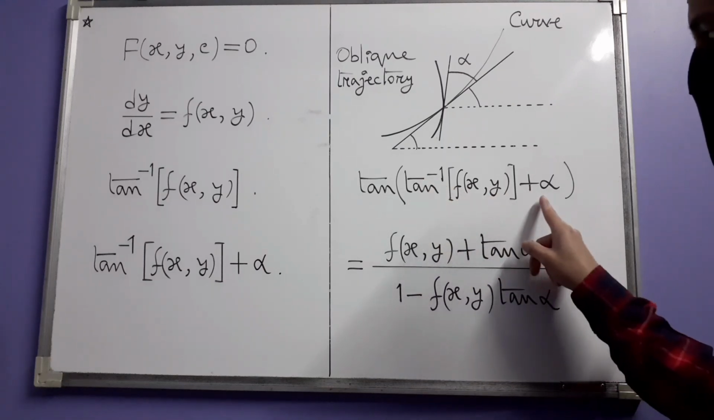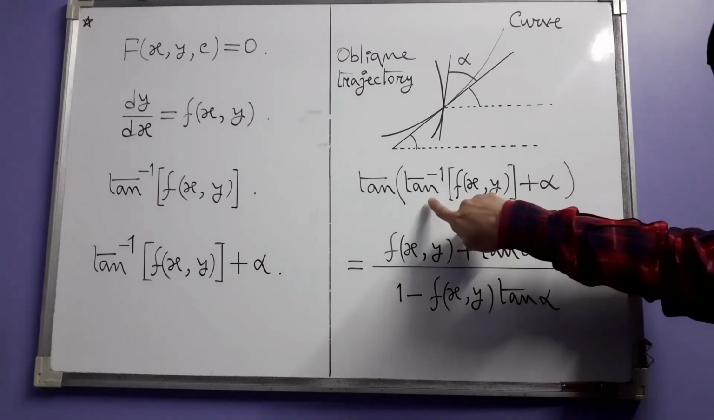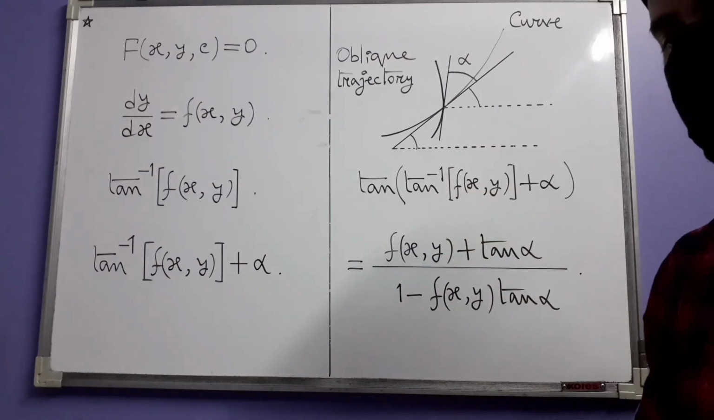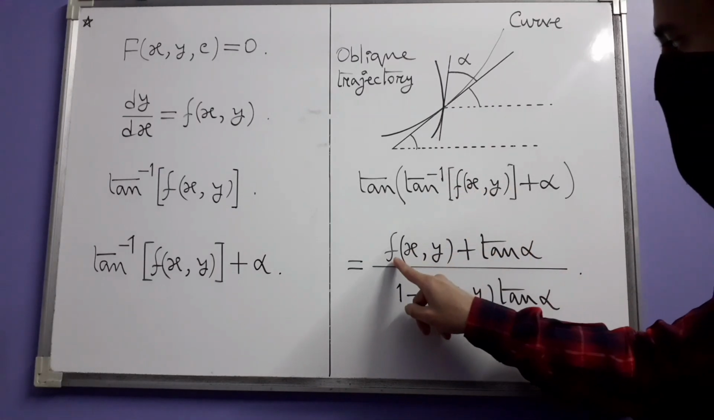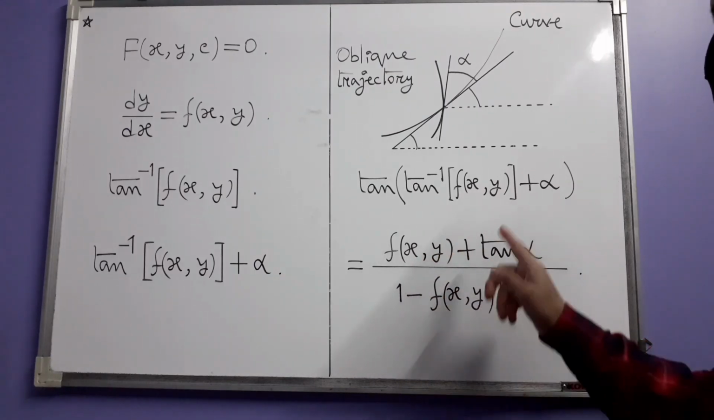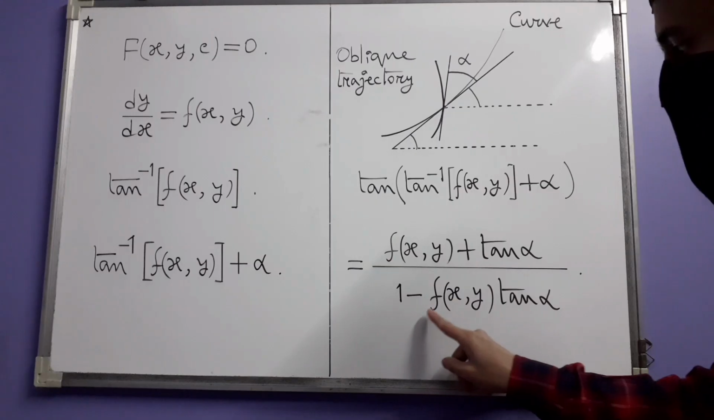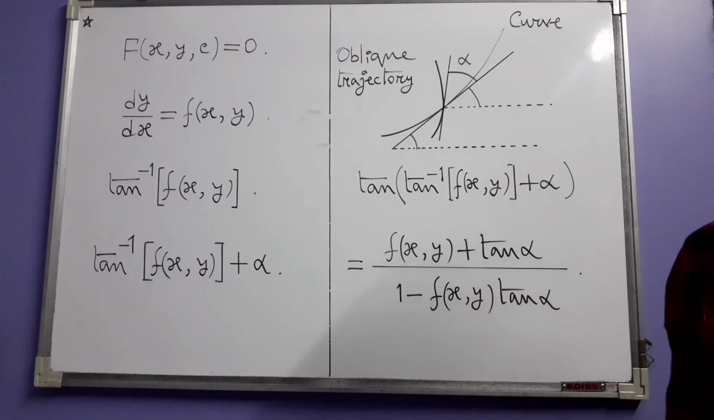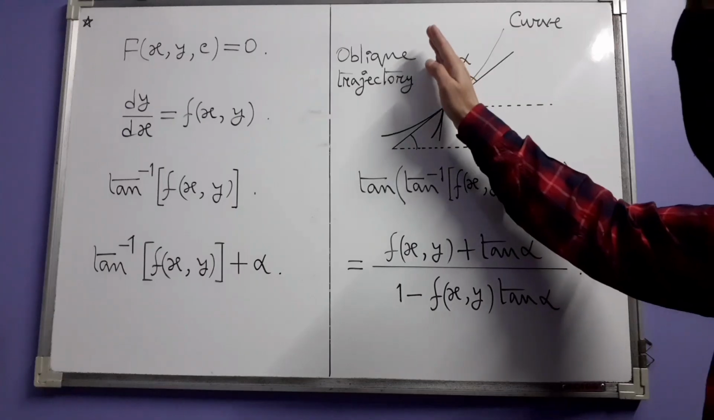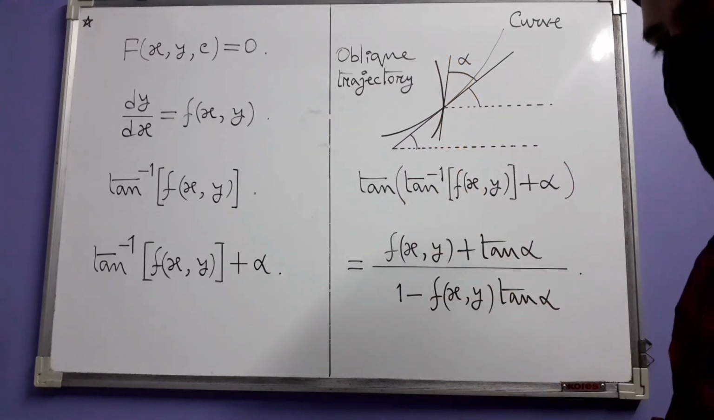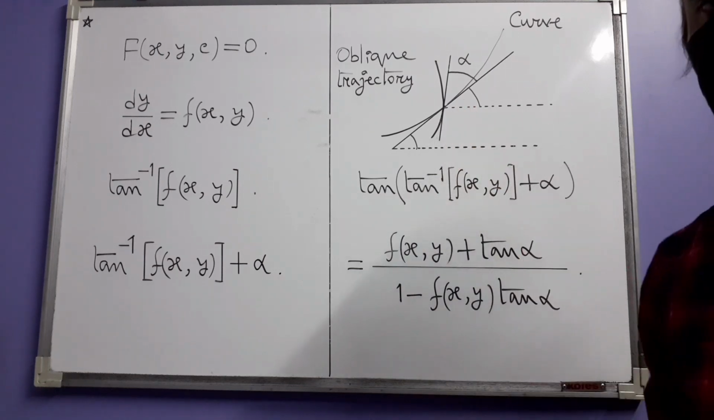tan A plus tan B divided by 1 minus tan A tan B. Because your first angle is already an arctangent value, that means tan inverse. So this is just f of x comma y. So that's how you get f of x comma y plus tan alpha divided by 1 minus f of x comma y tan alpha. So this is the slope of your oblique trajectory, or the same thing, the slope of the tangent to the oblique trajectory at that point.